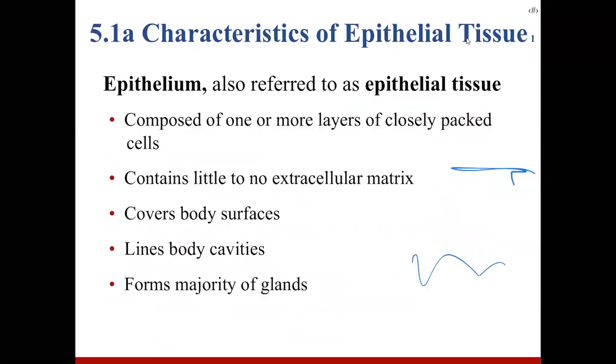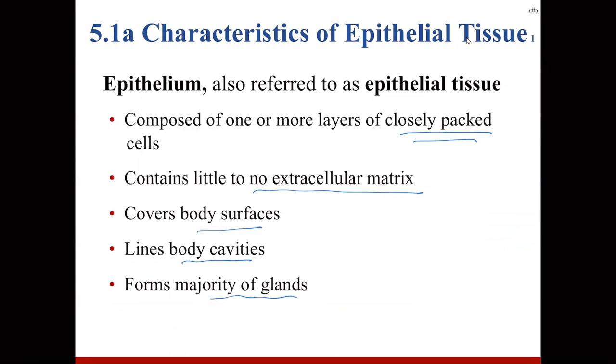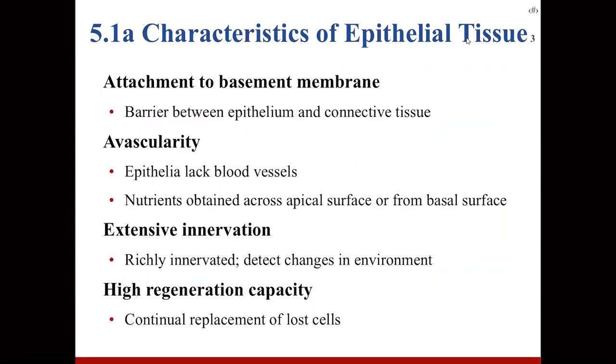Okay, so the first one that we're going to talk about is epithelial. So epithelial tissue is also called epithelium. The cells are really closely packed together. So they're tight. Most of the time, nothing goes in between those cells. There's no extracellular matrix. They line cavities, they form glands, and they cover the surfaces of our body like our skin.